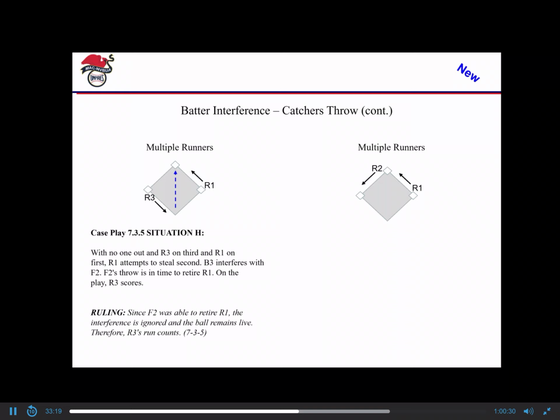going to count. And the reason why it's going to count is because we gave the defense the opportunity for a put out. They chose to put out R1 at second. They were successful. So now we're going to allow the runner on third to score. And in this scenario, there was only 1 out, so the runner on second, R1 out at second, was just the second out. In our second example, we have runners on first and second.